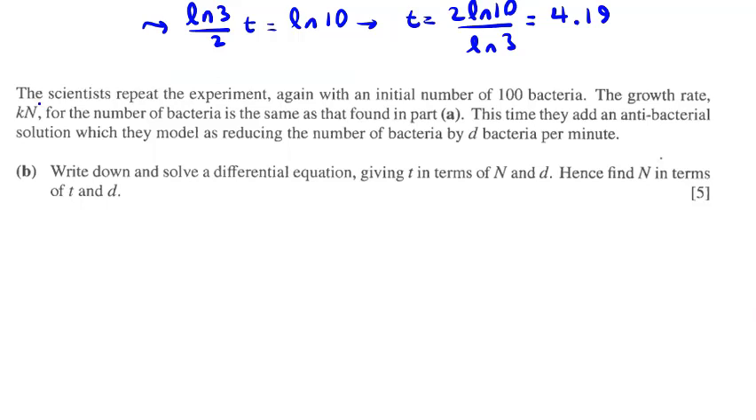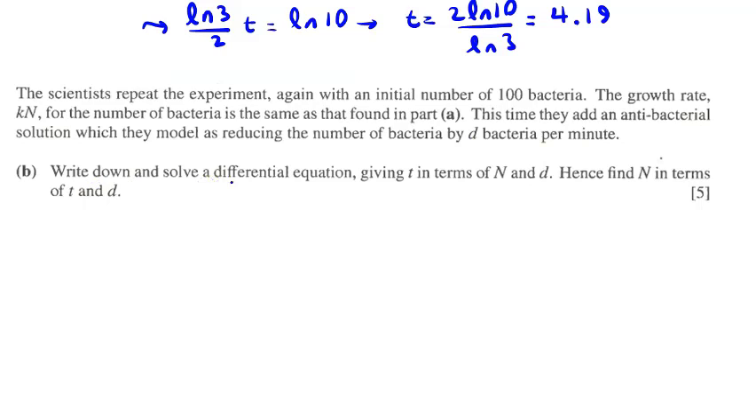The rest of the problem says the scientists repeat the experiment again with an initial number of 100 bacteria. The growth rate kN for the number of bacteria is the same as that found in part A. This time they add an antibacterial. Okay, we have antibacterial solution, which they model as reducing the number of bacteria by d bacteria per minute.